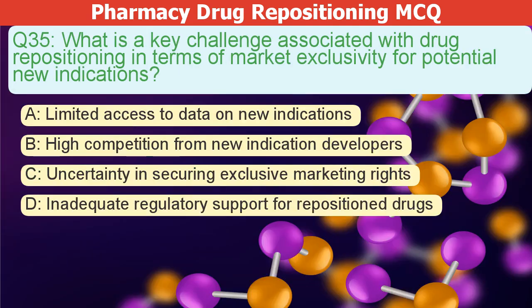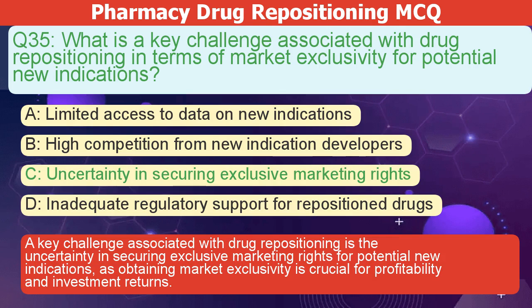What is a key challenge of drug repositioning regarding market exclusivity for new uses? A. Limited access to data on new indications. B. High competition from new indication developers. C. Uncertainty in securing exclusive marketing rights. D. Inadequate regulatory support for repositioned drugs. The correct answer is C. The main challenge in drug repositioning is the uncertainty of getting exclusive marketing rights for new uses. Market exclusivity is key for profits and a good return on investment.